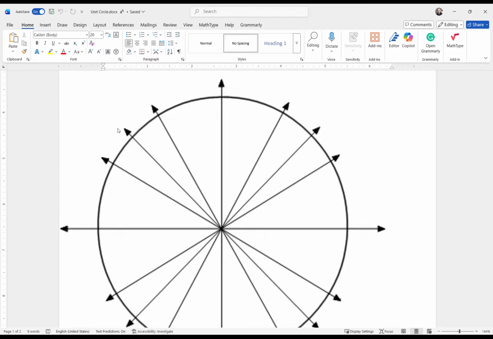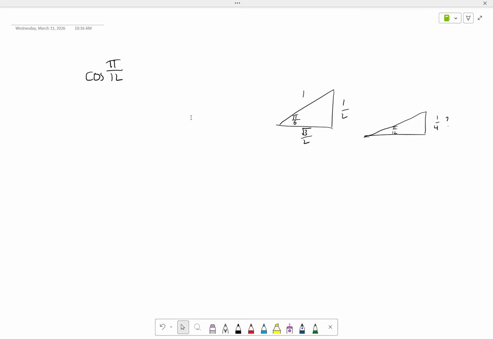Nia, do you have an idea? Okay. Is it true that this is equal to pi over 12?